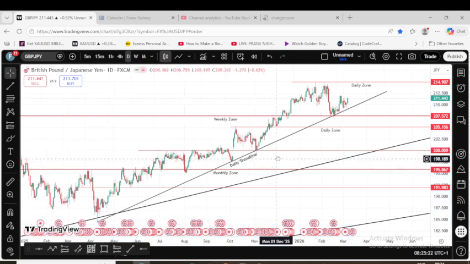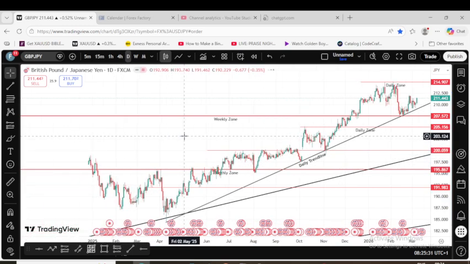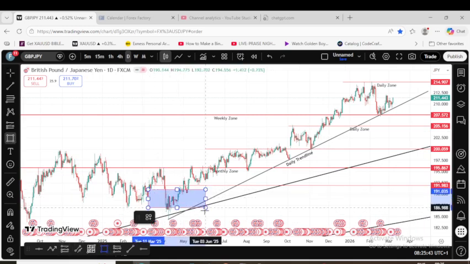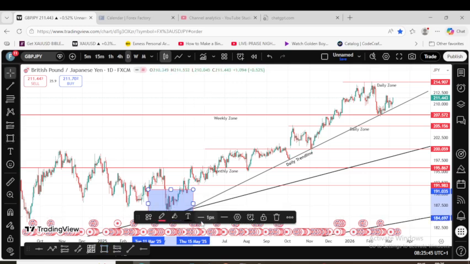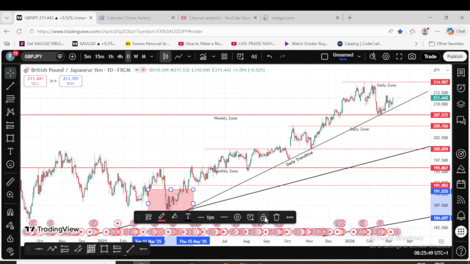So now that we've drawn our trend lines and our zones on the monthly, weekly, and daily time frame, the next thing for us to do on the daily time frame is to identify our trend origin. When you zoom out, you can see that price came from a downtrend down to this point. So this right here is our trend origin.